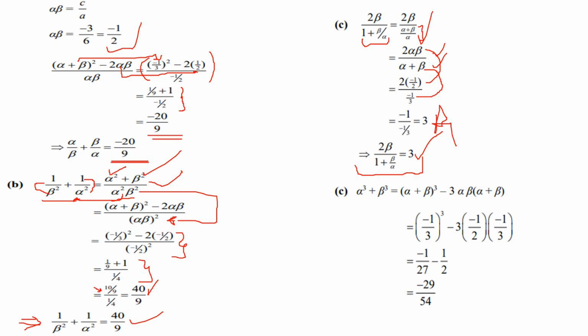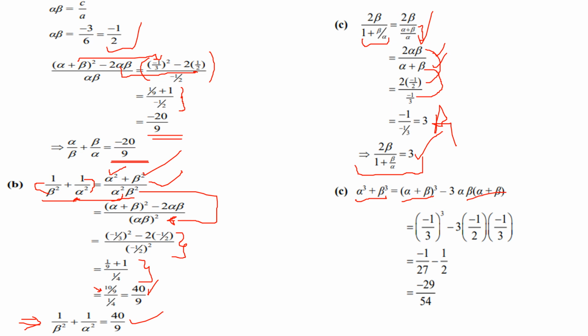Now part C, you are given a standard expression. Alpha cubed plus beta cubed, according to the logbook, is equal to the cube of alpha plus beta, minus 3 alpha beta into alpha plus beta. Then you substitute for each. So substituting for alpha plus beta, you have the cube of negative a third, minus 3 times the product of negative a half and negative a third.